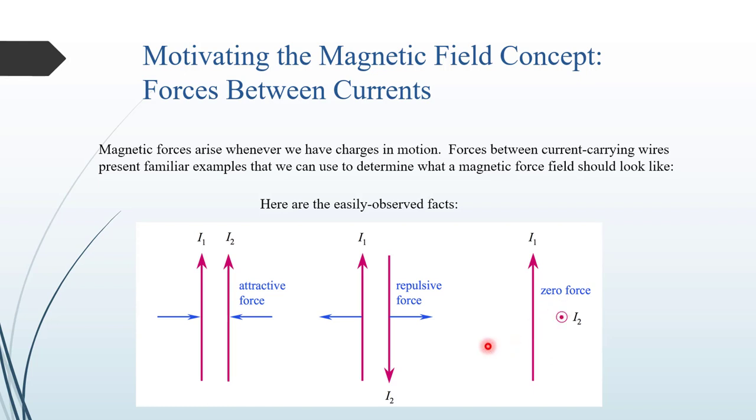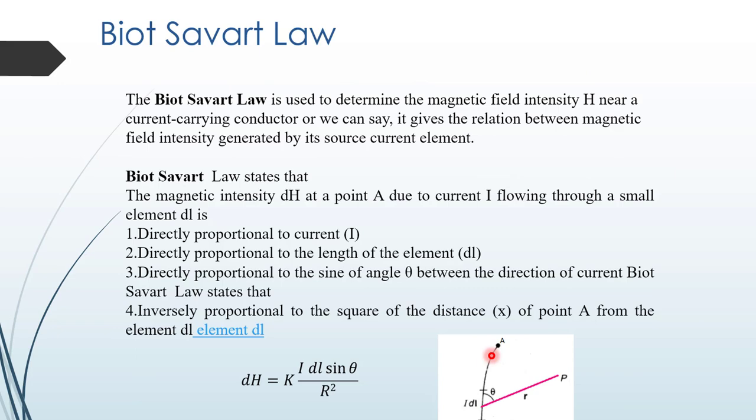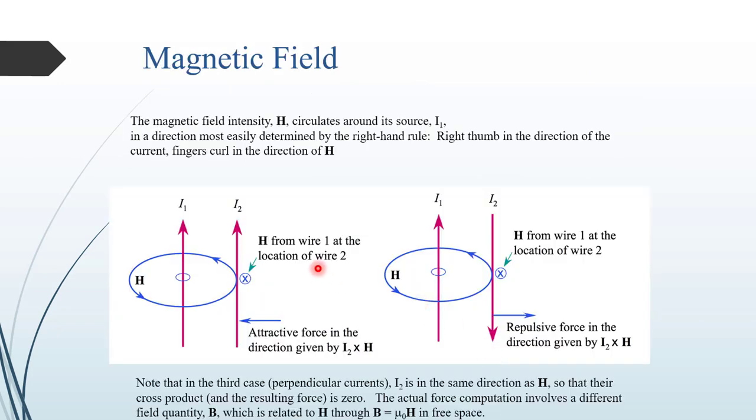There is no derivation required here, and we are going to directly discuss the next point of the magnetic field, and that point is Biot-Savart's law. But before that, let us see a few more concepts.